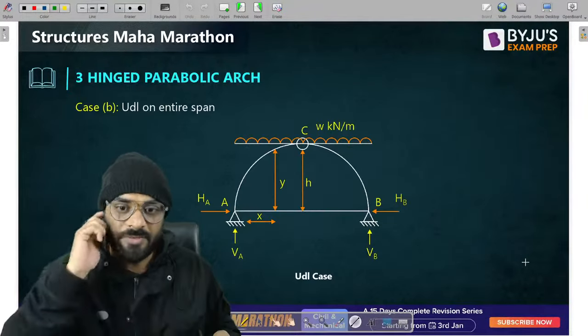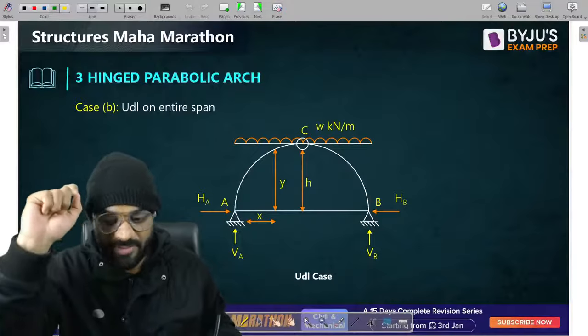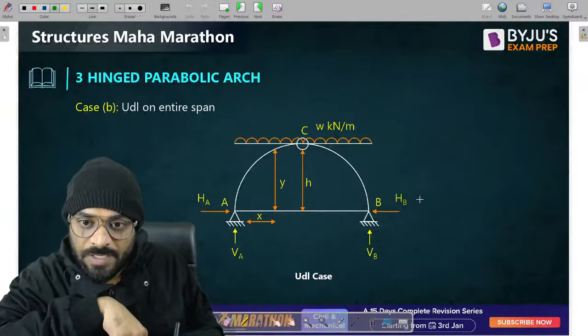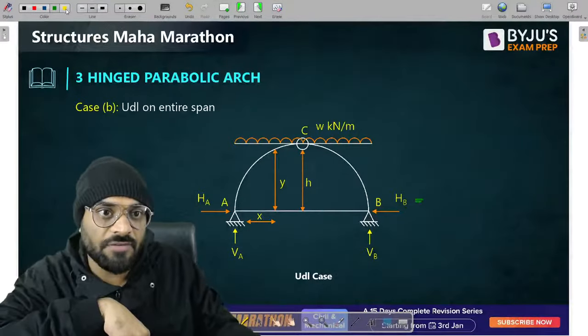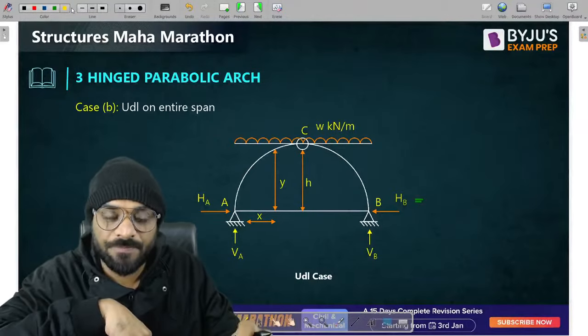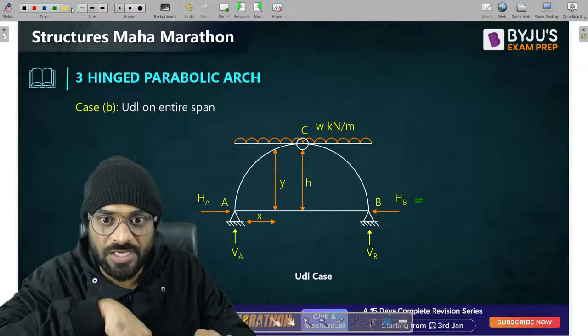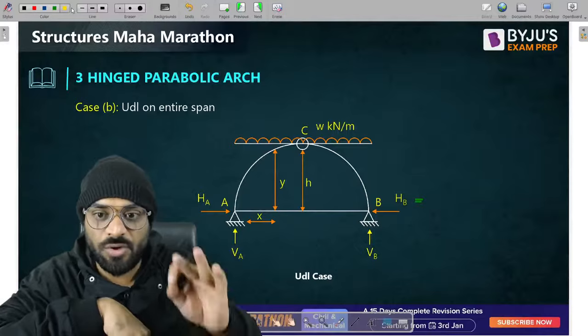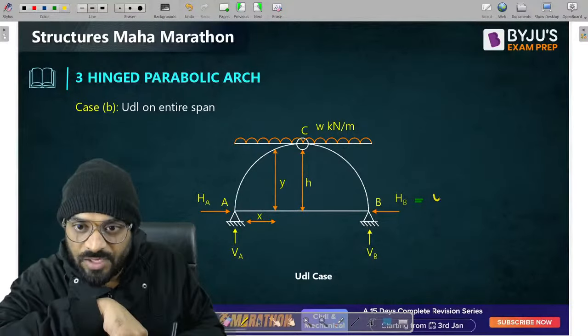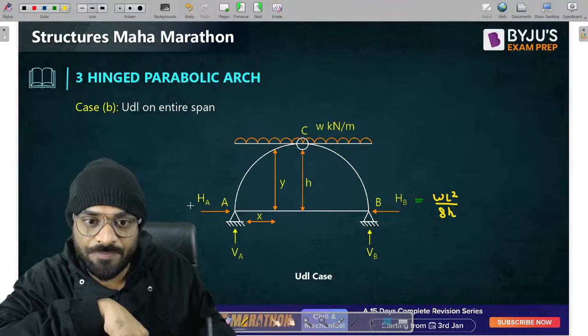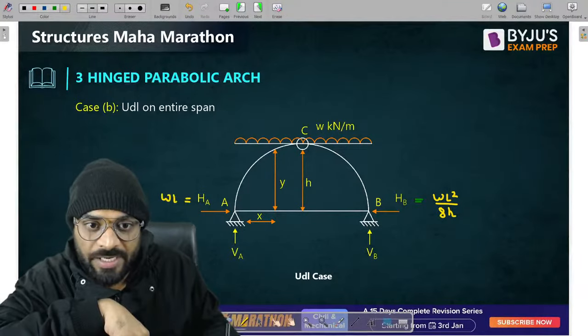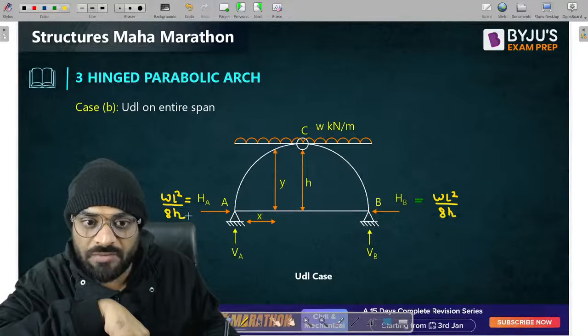Now, let me tell you some standard cases and please remember these values, okay? If you have a UDL on the entire span and it is a 3-hinge parabolic arch, then the value of horizontal thrust is WL square by 8H. Please remember it. WL square by 8H. Very, very important.